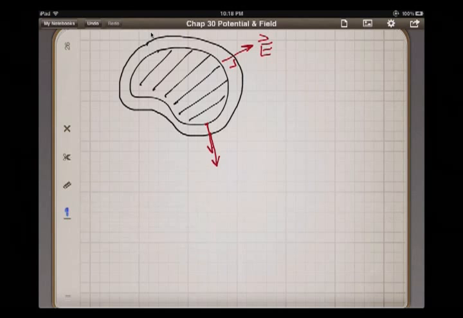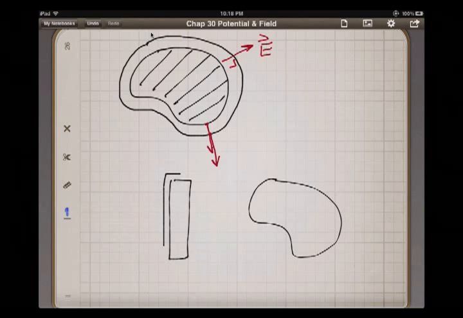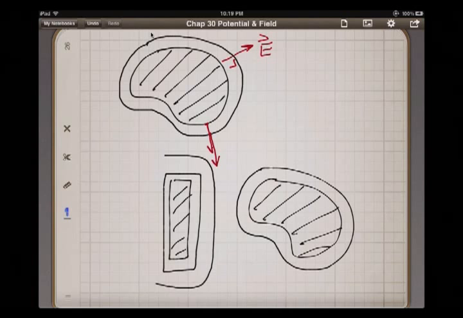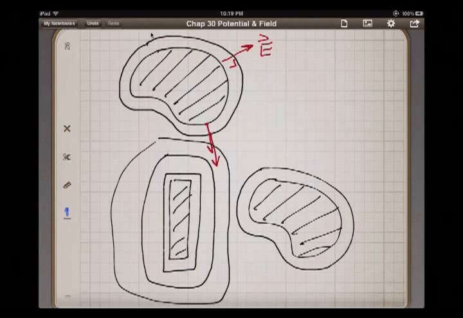This also tells you that if you have two conductors near each other with different shapes, the equipotentials near this rod, for example, will have the shape of a rod. The equipotentials near this other conductor will have the shape of that conductor. And as you move away from each object, the shape of the equipotentials will change into the other. It will transform from one into the other.